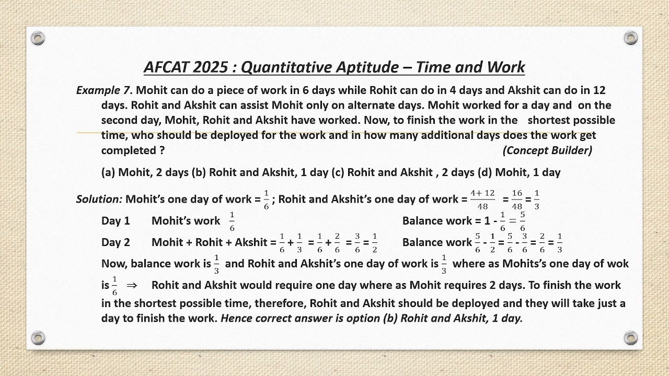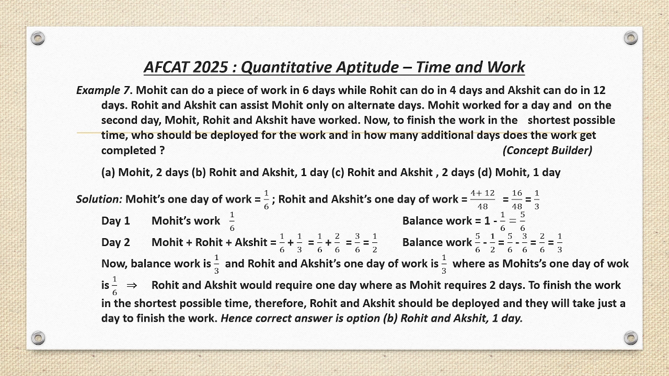So Rohit's and Akshit's 1 day of work is 1/3. Now, on first day, only Mohit has worked. So he has done 1 by 6th work. So what is the balance work? 1 minus 1 by 6, which is 5 by 6. Now, on second day, all the three have worked. So that is 1 by 6. Mohit is 1 by 6. And Rohit plus Akshit, 1 by 3. So that gives us half work.